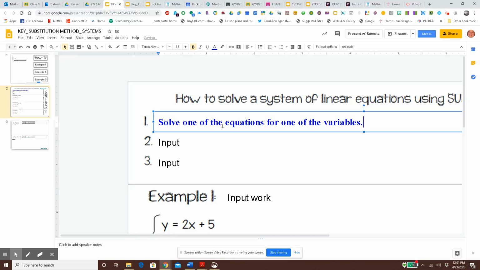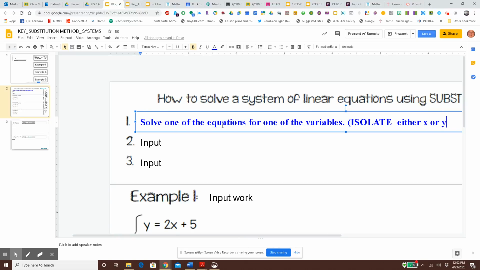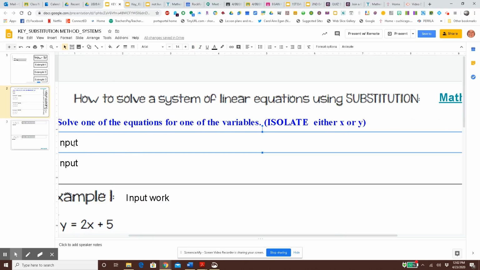So what this means is we want to isolate either x or y. Remember, isolate means to be alone. So we want either an x or a y by itself on one side of the equal sign with everything else on the other side. And we only need to do that for one equation. If it's done for both equations, that's okay. But if we have to change something, we're only going to do it for one equation.